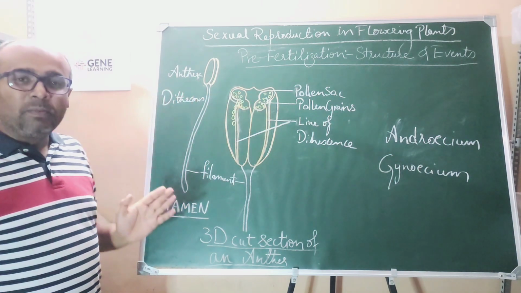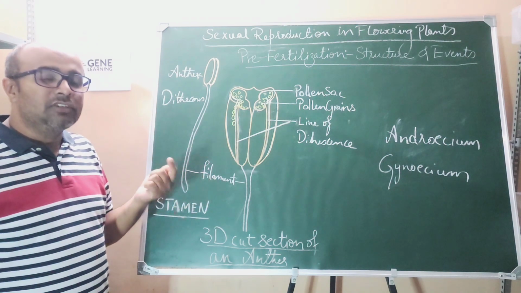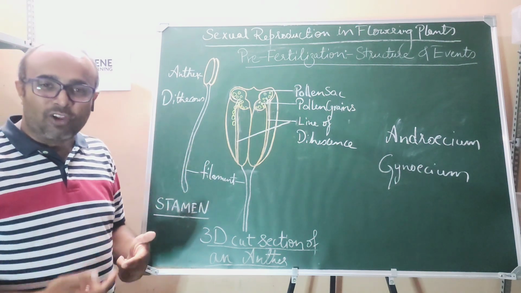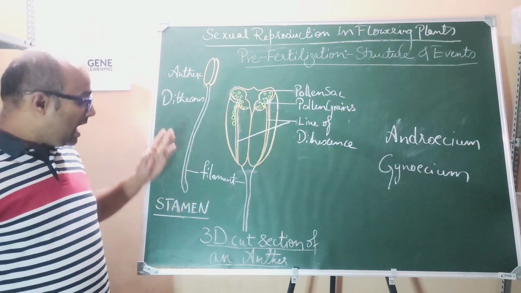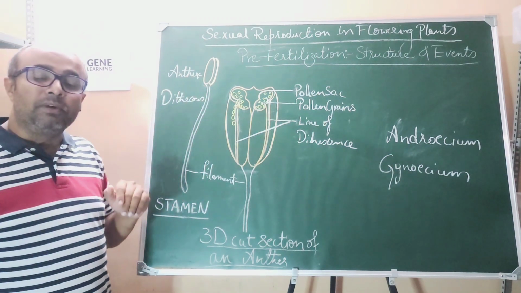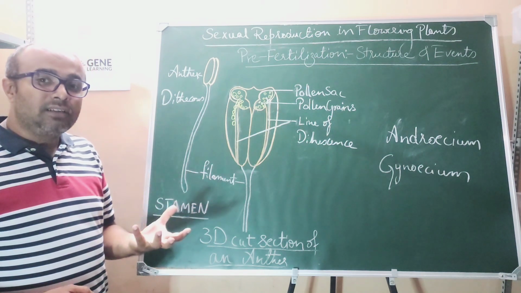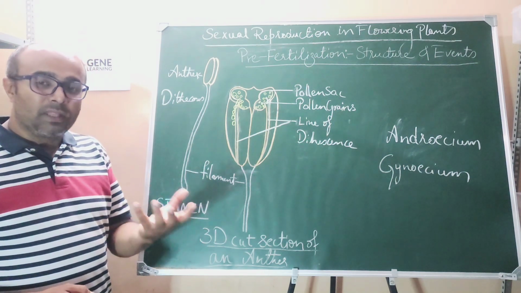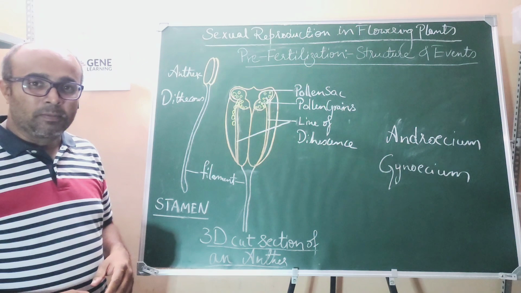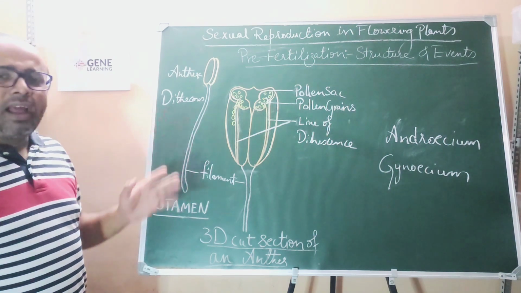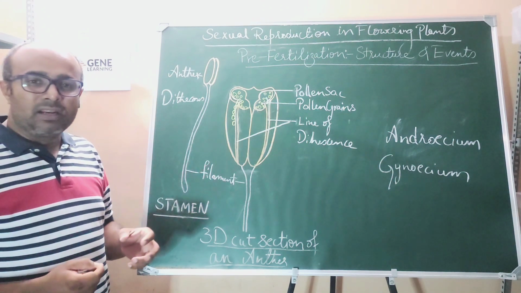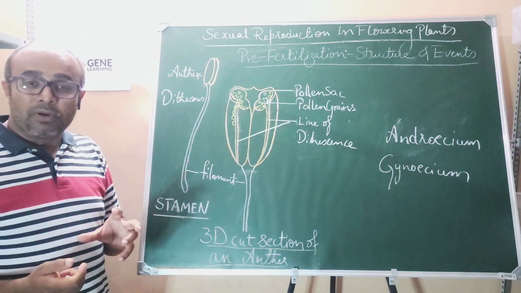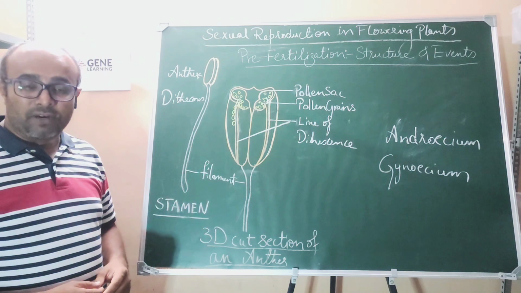Let us talk about the filament. The filament is, as I told you earlier, a stalk-like structure which is attached to the base of an anther, and the base of the filament is attached to either the thalamus or the petal of a typical flower. Now, if we take different types of stamens and compare them, the size, shape, and colors would be very different.